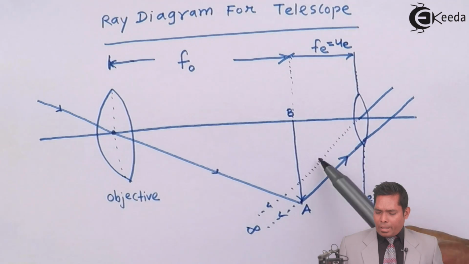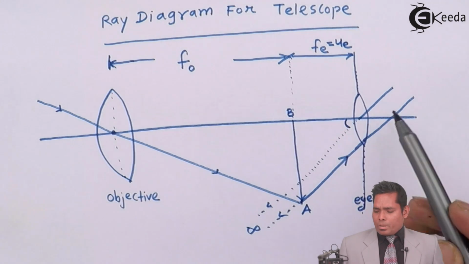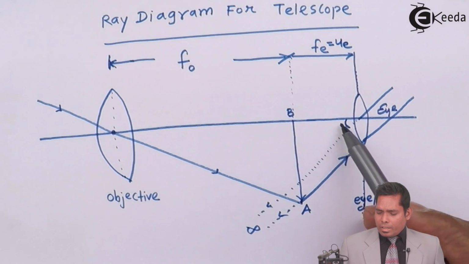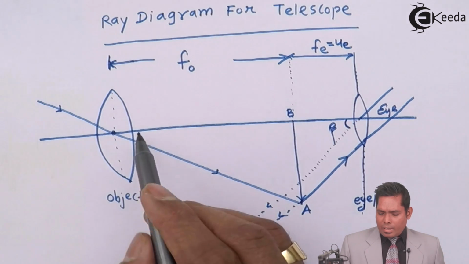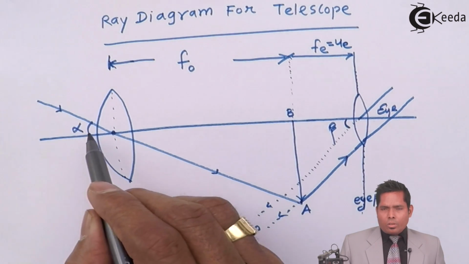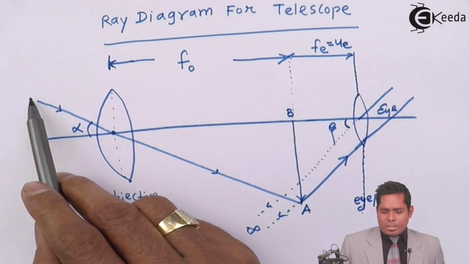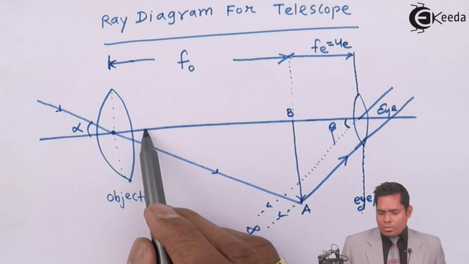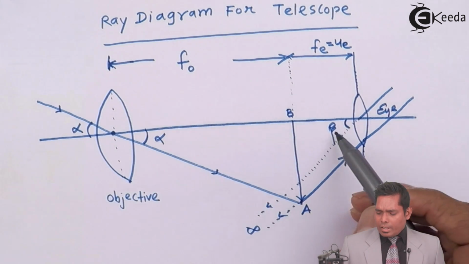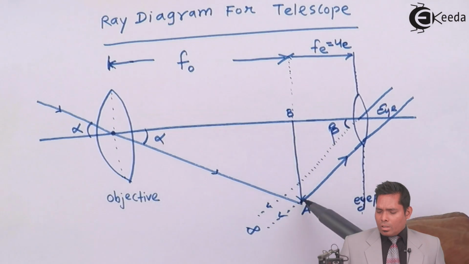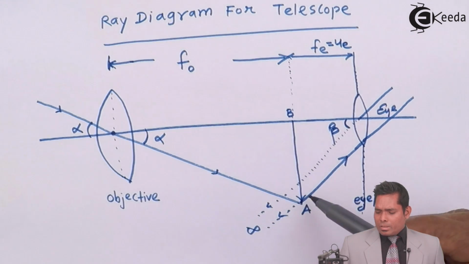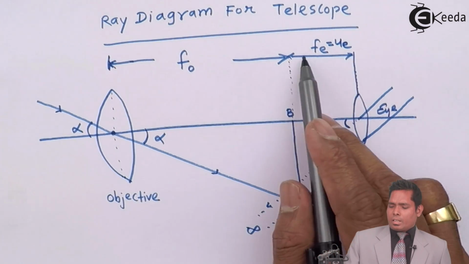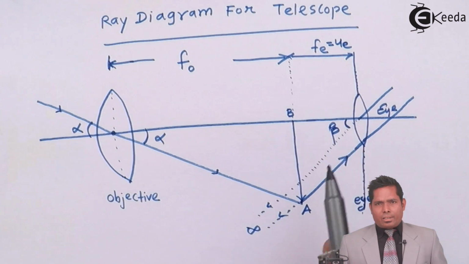angle this ray makes at this eyepiece, because our eye is also here, this angle is suppose beta, this angle is alpha, this is the angle that the distant object makes at the objective lens, this becomes alpha, this angle is beta, this is the image, whatever is the final image formed, that is beta, because this is at the focal length of this lens.